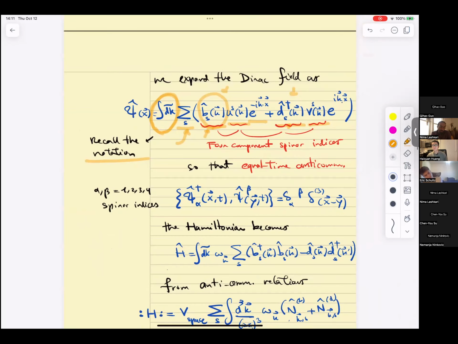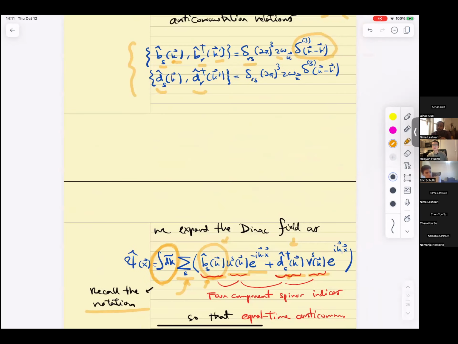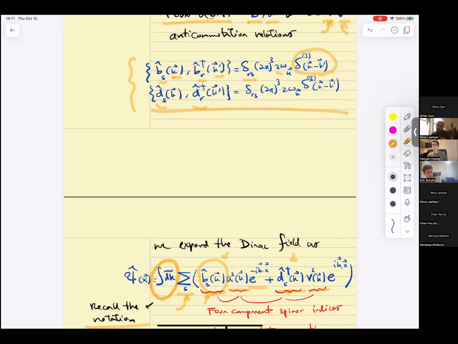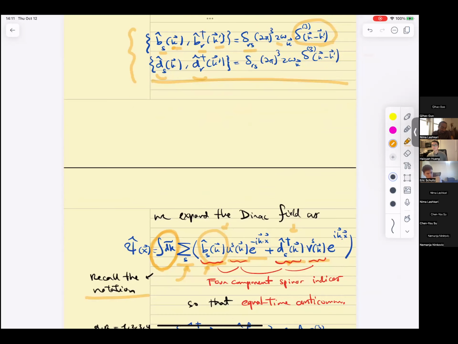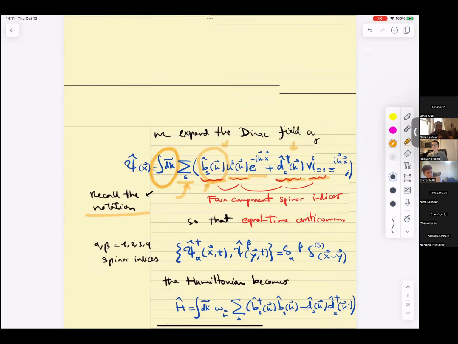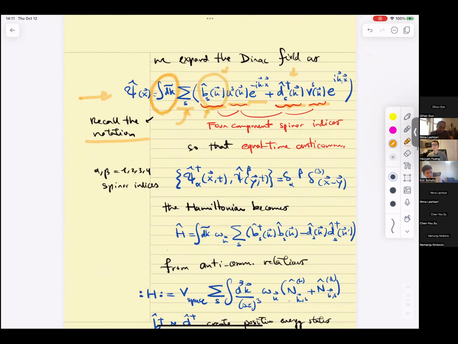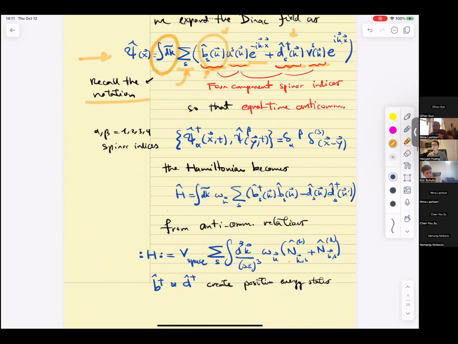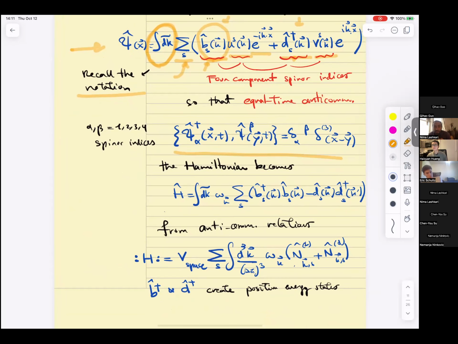With these anti-commutation relations, plugging them into the expansion of the Dirac field, we learn that the Dirac field satisfies the following anti-commutation relations, which is the standard thing we expected and wanted, because the canonically conjugate variables are anti-commuting, as they should. So this is a good choice.